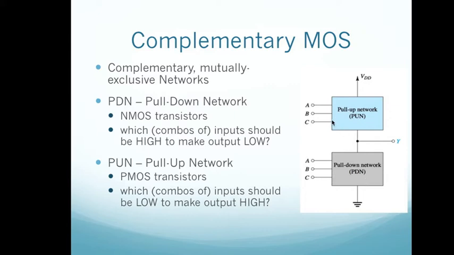What we're going to do in general is make a pull-up network that has multiple inputs and activates whenever Y should be high. And then we'll make a pull-down network that has the same set of inputs, but activates whenever Y should be low. These are called complementary because they are designed so that one and only one is ever on at a time. That's what mutually exclusive means: the situations that cause the PUN to be active are exactly the opposite of those that cause the PDN to be active.